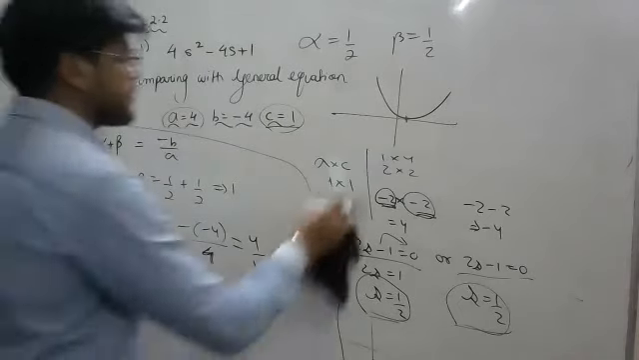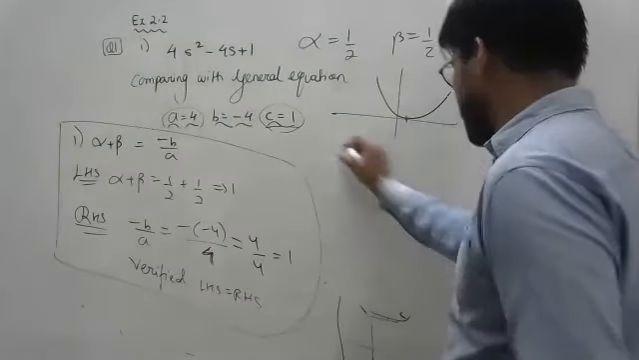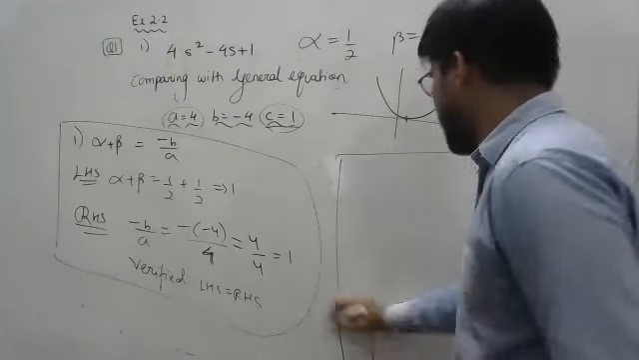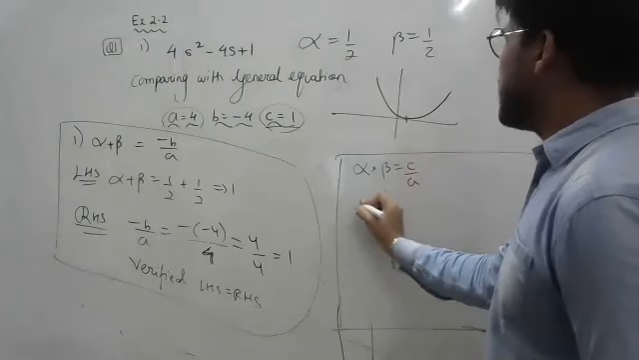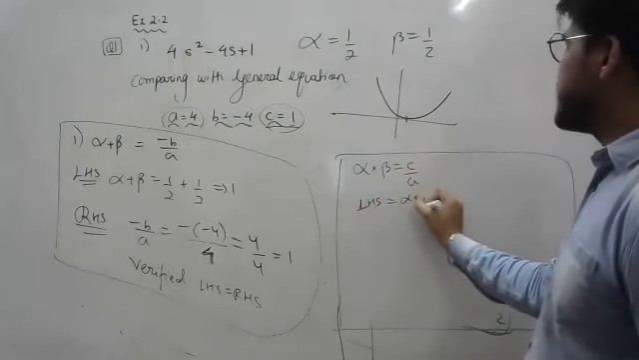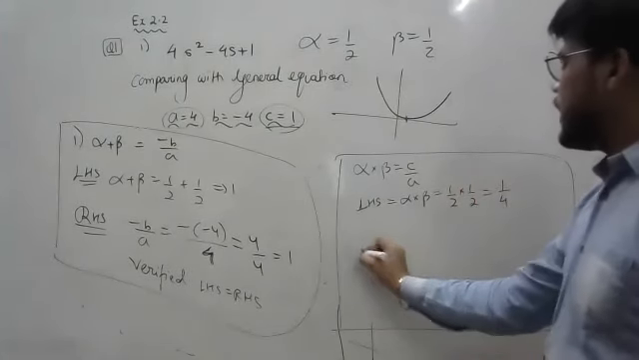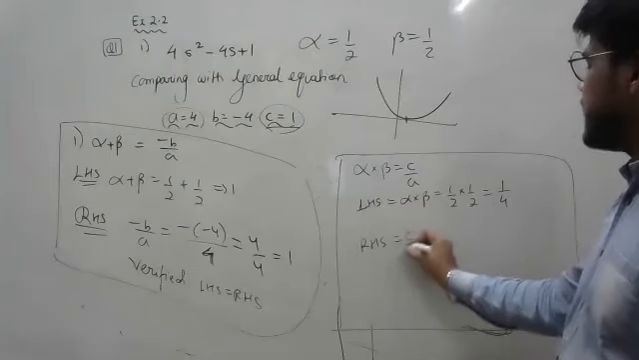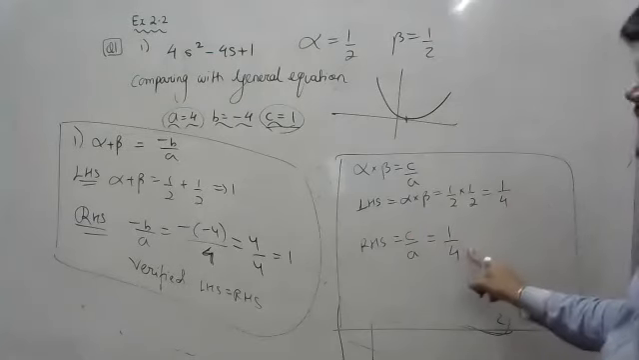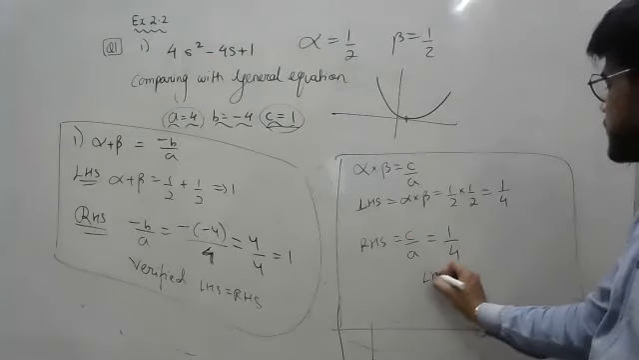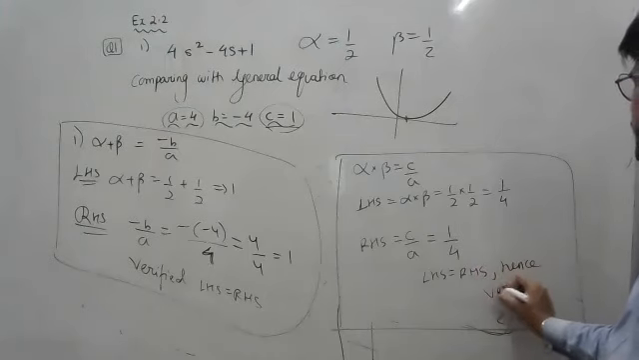And the second one, alpha into beta equals c by a. LHS, alpha into beta: 1 by 2 into 1 by 2 is 1 by 4. And RHS is c by a. Value of c is 1 and value of a is 4. So yes, LHS equals RHS. Hence, verified.